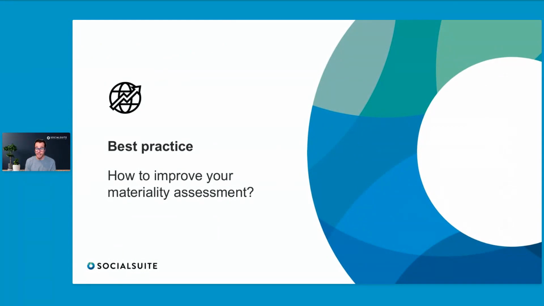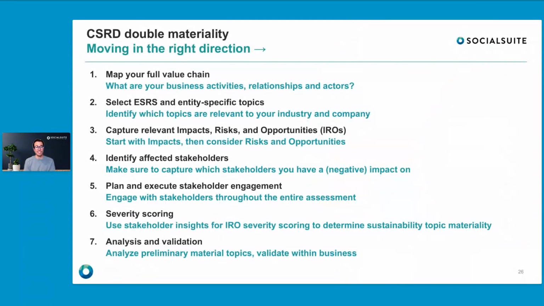And then finally, how can you improve your current materiality assessment to get closer to some of this work there? And this is a little bit of that summary that might help you move toward the direction of what CSRD requires from a double materiality assessment. First one is really map your full value chain.